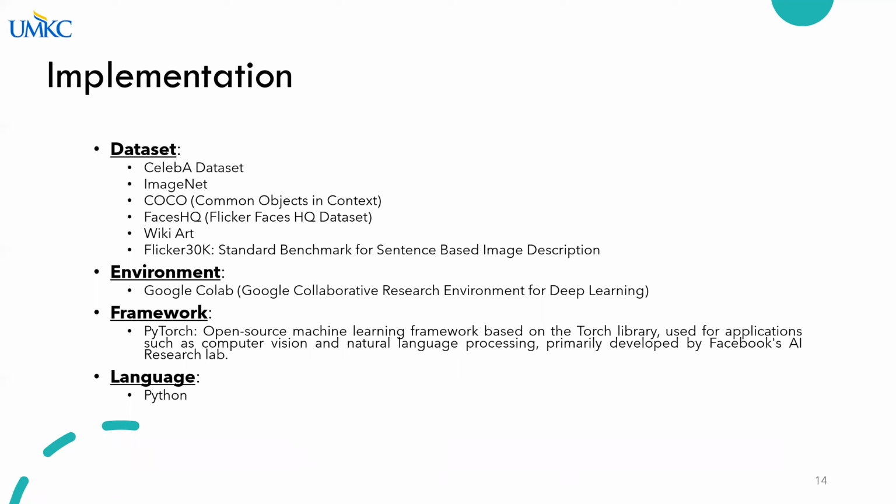And we have WikiArt and Flickr30K. This Flickr30K is also an important one, which we used to detect the face, because it is a standard benchmark for sentence-based image description. All the images in Flickr30K are sentence-based and segmented, so they have proper sentence meaning with an image tag. So they can be used for context-based image generation in a real-time environment.